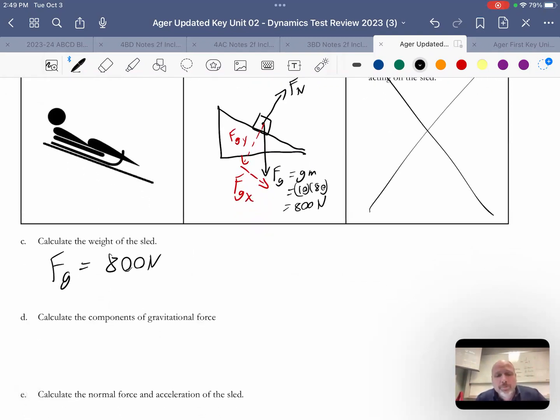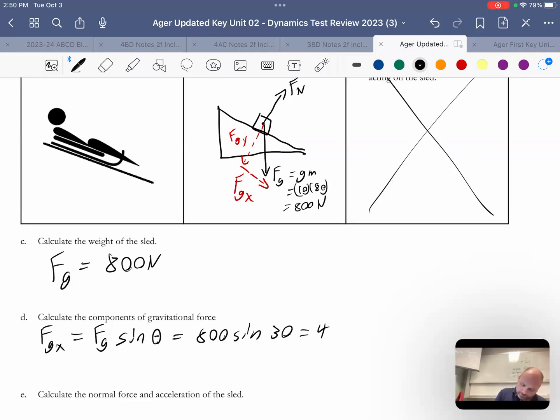All right, calculate the components of the gravity force. This is where, don't try and memorize this. Go to your sheet. Go to the Unit 2 inclined plane equations and grab the right ones. So we have right there from the sheet, F_G X or F_G parallel, as it says on the sheet, is equal to mg or gravity, F_G, times, in this case, the sine of the angle. So that would be 800 times the sine of 30, which gives us 400 newtons down the plane.